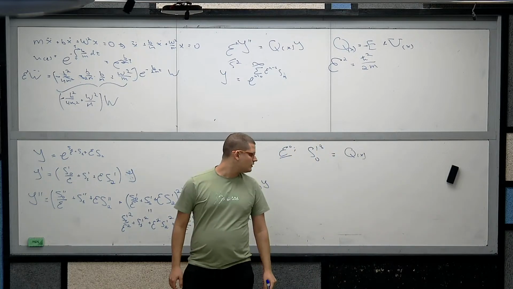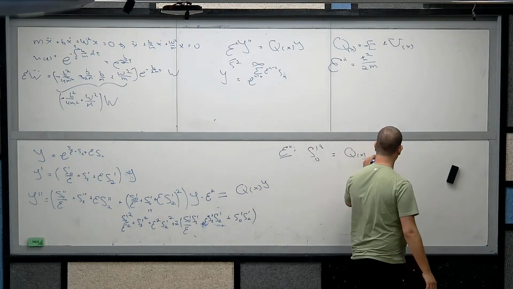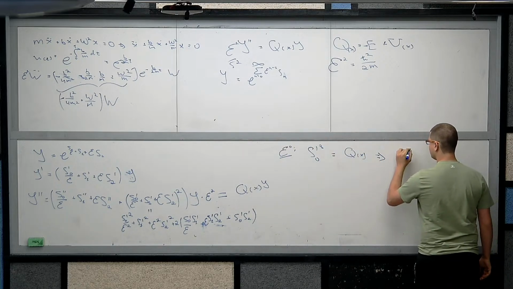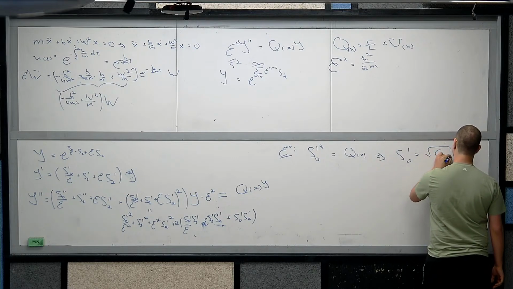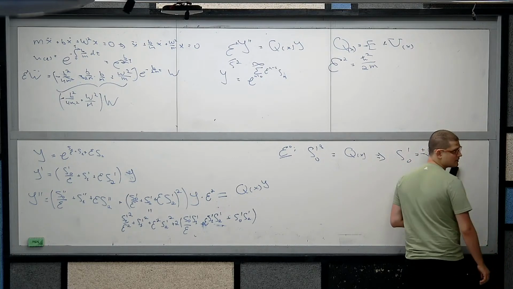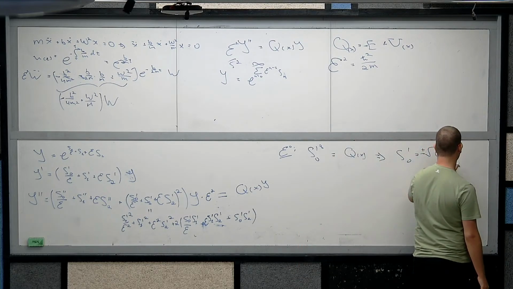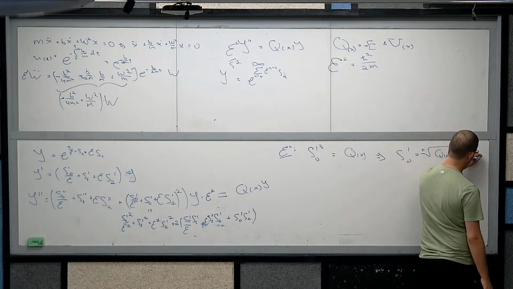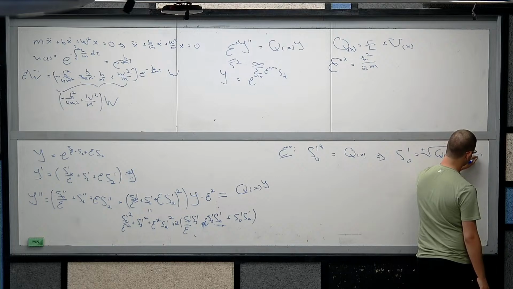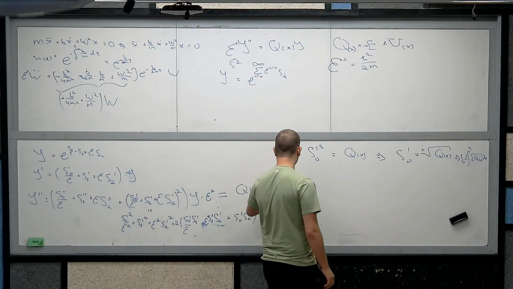But okay, so now epsilon to 0th power is just that. Now S0 prime is plus minus square root of q of x. Okay. Now S0 is just the integral of plus minus square root of q of x dx, and epsilon 1.